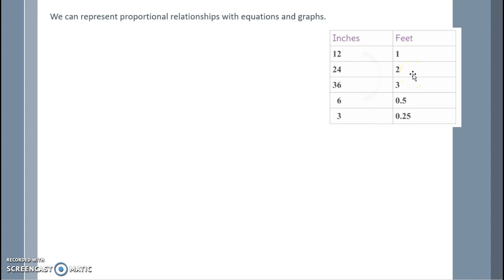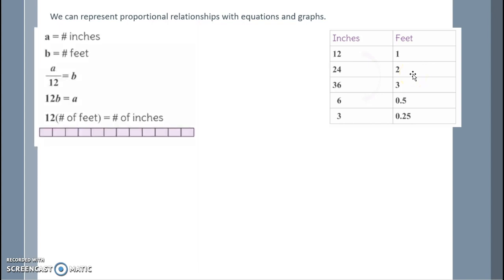So we can compare inches to feet all the time. So let's let A equal the number of inches we have and B represent the number of feet we have. So if I were to take a certain amount of inches and divide it by 12, that would give me how many feet I have. Further, 12 times the number of feet we have would give me the number of inches.